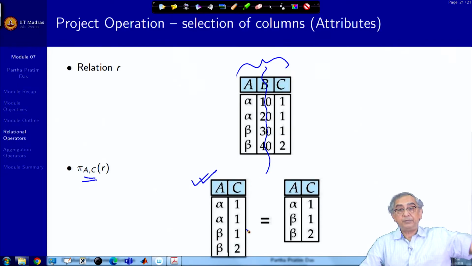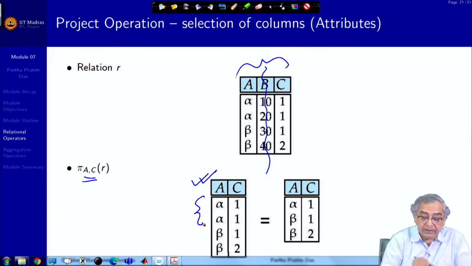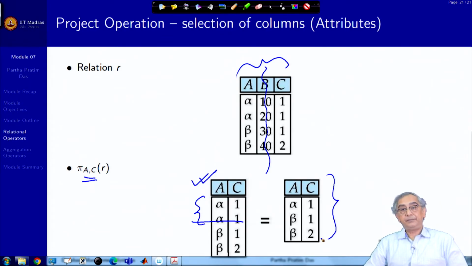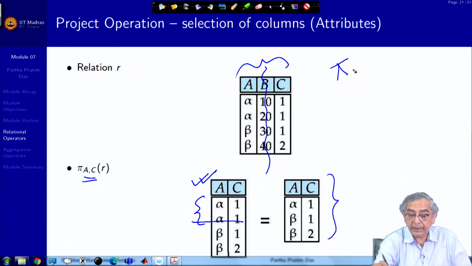Now, remember that principle, that every row in a relation has to be unique. So, I cannot have entries like this. One of them will get deleted, and what I get is this relation. What will happen if I do pi A, B of R?